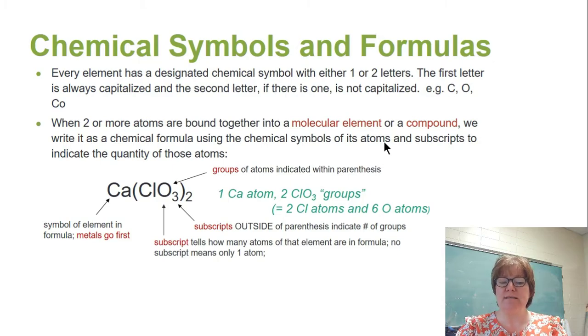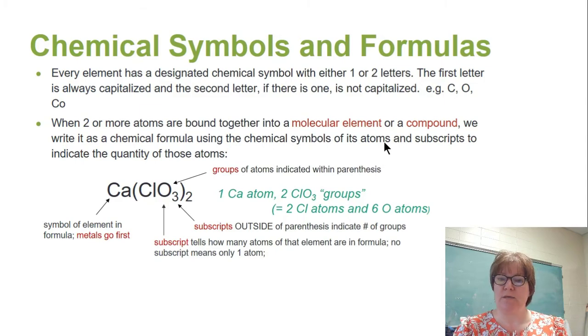So the 3 means that within the grouping in the parentheses, I have 3 oxygen atoms bonded to 1 chlorine atom. And then the 2 outside the parentheses means that there are 2 groupings of 1 chlorine atom with 3 oxygen atoms, for a total of 2 chlorine atoms and 2 times 3 or 6 oxygen atoms. So the representation of Ca(ClO3)2 tells me that I have 1 calcium atom, 2 chlorine atoms, and 6 oxygen atoms.